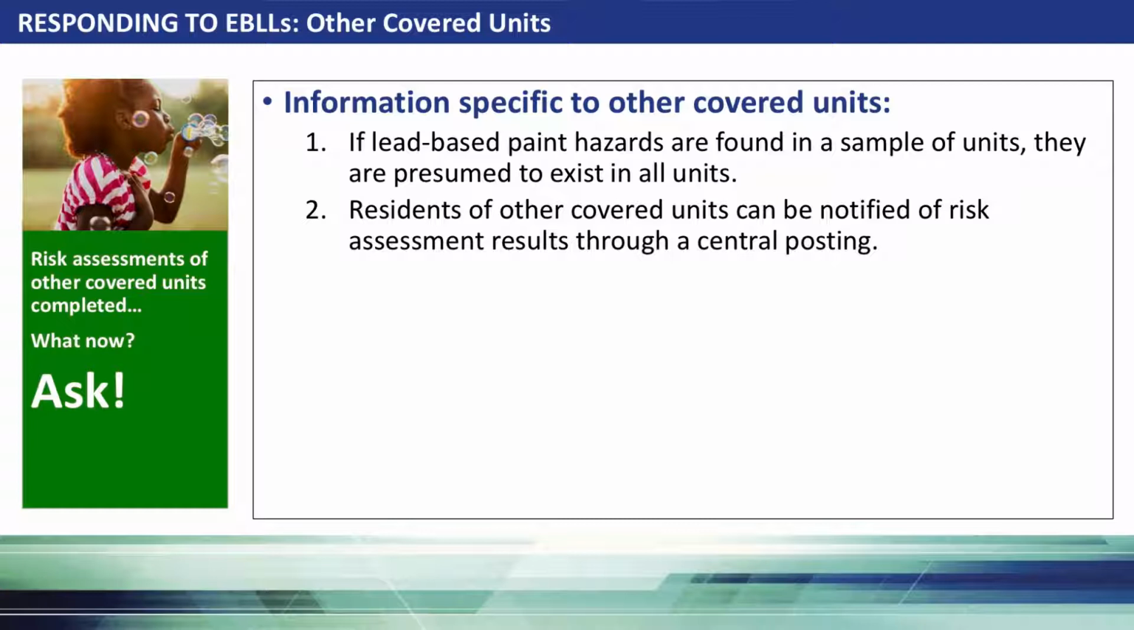they provide. Second, unlike with the environmental investigation, the owner can notify residents of the risk assessment results by central posting in an accessible common area, since there should be no PII in the risk assessment. But whether by central posting, letter, or notice to each dwelling, these notifications must be completed within 15 calendar days of receiving the risk assessment results.